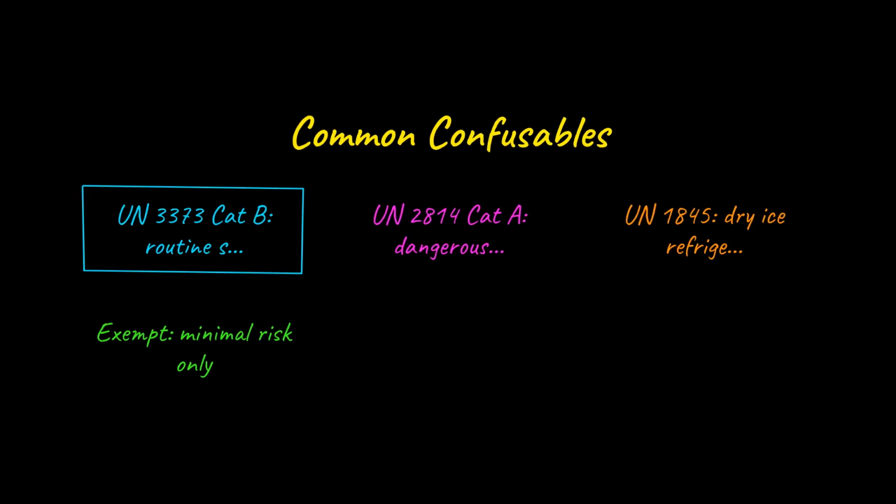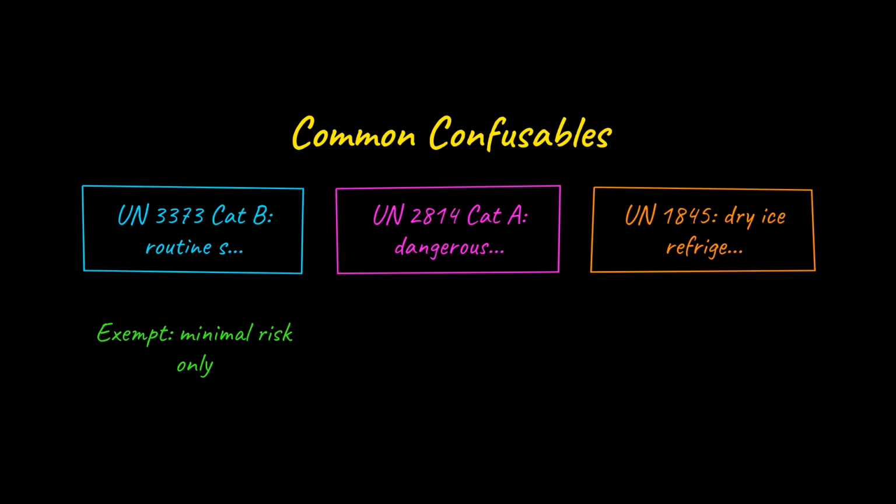Four classifications are commonly confused on exams. UN 3373 Category B is correct for routine diagnostic specimens. UN 2814 Category A applies only to high-risk pathogen cultures. UN 1845 is the dry ice classification. It may accompany a shipment as a refrigerant but is never the specimen category itself. Exempt human specimen applies only under narrow low-risk criteria.